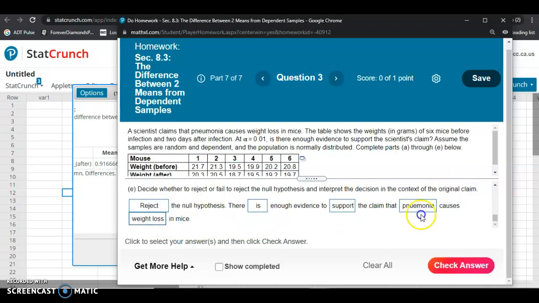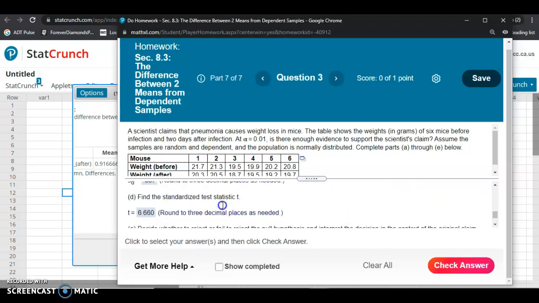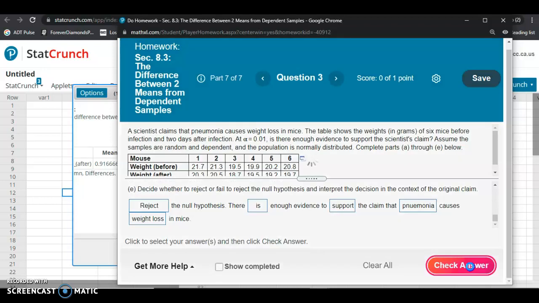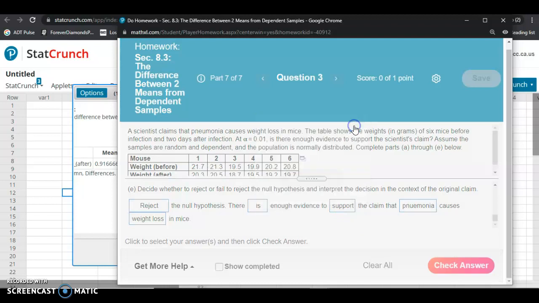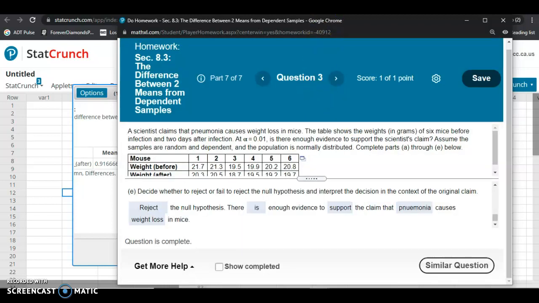So you fill in the boxes according to how the claim is stated, and then you reject or fail to reject the null hypothesis depending on whether the test statistic is in the rejection region or not. Let's go and check our answer. And we've correctly completed problem 3 in the homework.